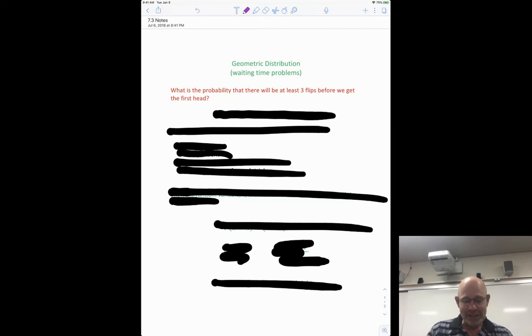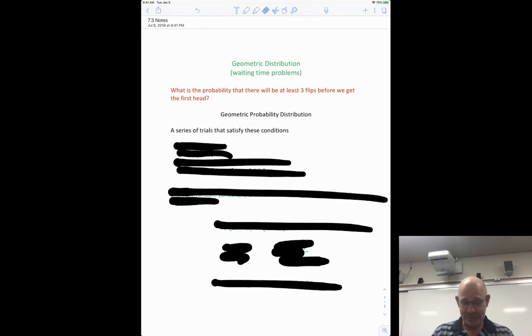So the question would be something like, what's the probability that there will be at least 3 flips before we get the first head? Or something like, what's the probability we get the first head on the 7th flip? That sort of thing. So it's got some conditions. It's called a geometric probability distribution.